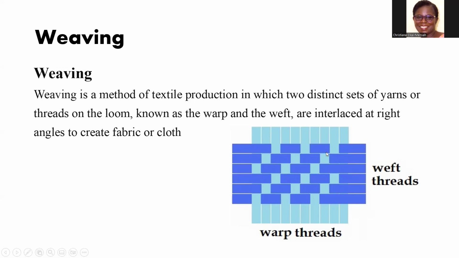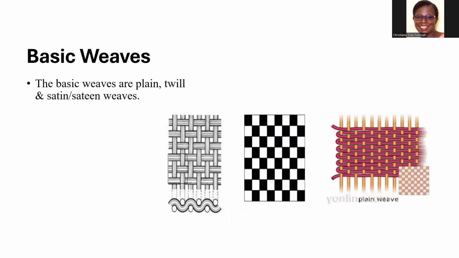Take note: vertical warp, horizontal weft. We need not interchange them. So we have the basic weaves. What are these basic weaves? These are the fundamental weaves upon which so many weaves have been built. Basically, we have three main basic weaves: the plain weave, the twill weave, and the satin weave.